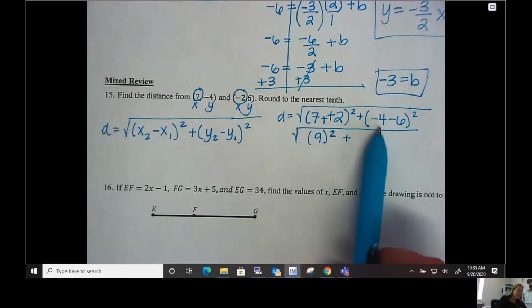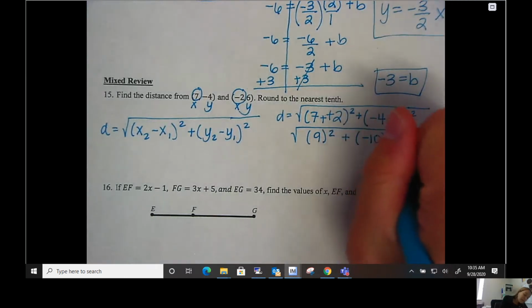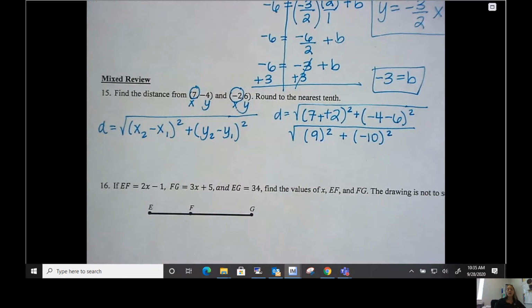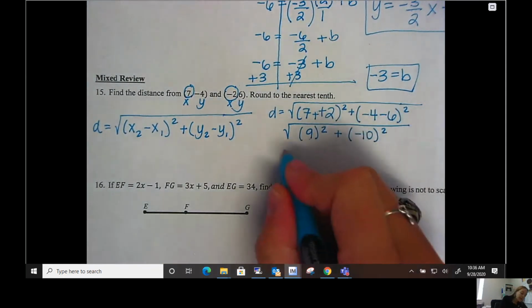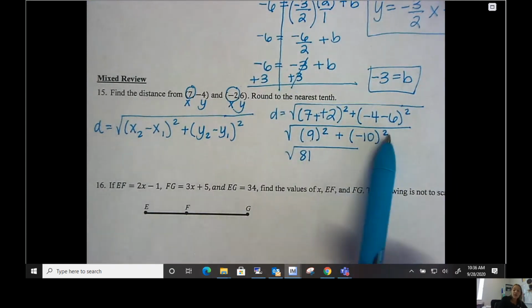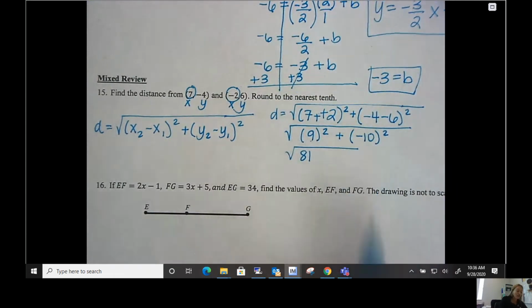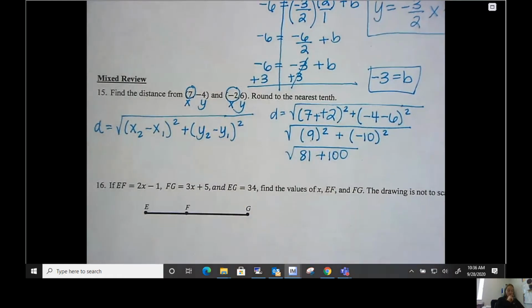Do my other parentheses. Negative 4 minus 6 gives me negative 10. Order of operations says the next thing I do is exponents. So 9 squared means 9 times 9. That's 81. Negative 10 squared means negative 10 times negative 10. You should get a positive 100. You should never have negatives under here once you get to this point. I add those two together.